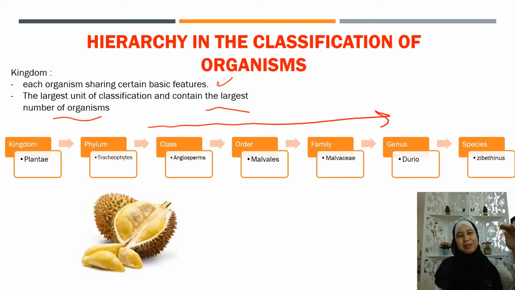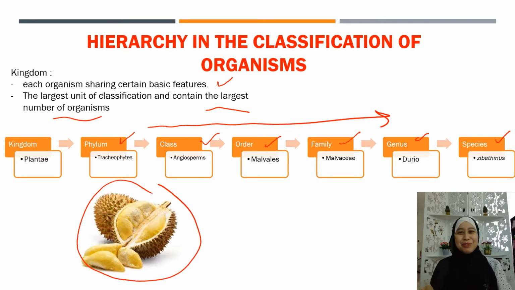So start from kingdom, the biggest classification, going smaller, phylum. The next one from phylum going to class, the next one going to order, family, genus, and the last classification, which has the smallest number of organisms, is species. So I'm going to show you the example for the classification of this fruit. Do you know this fruit? Of course, it is a durian.